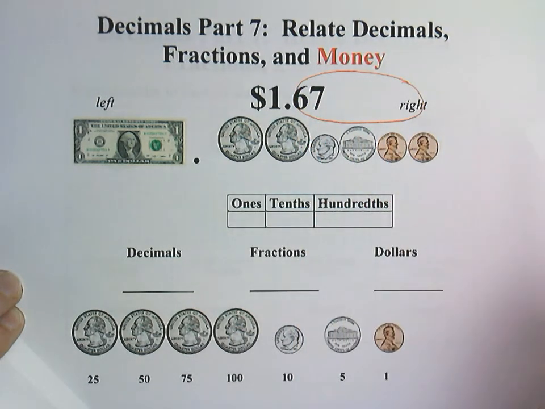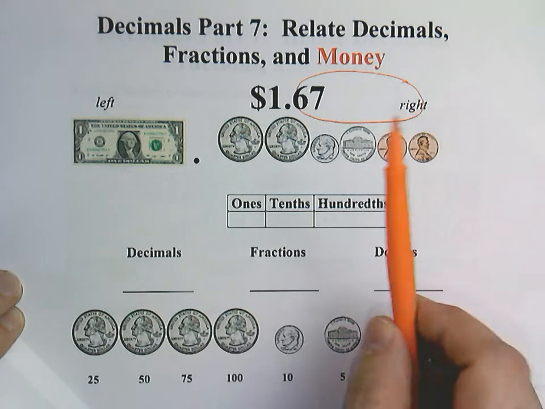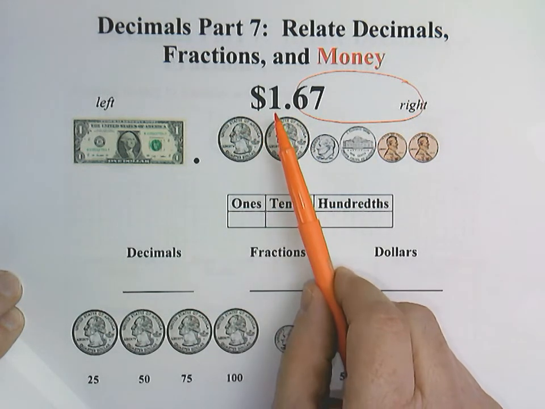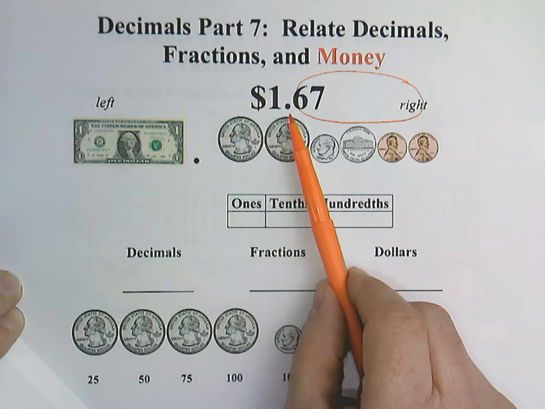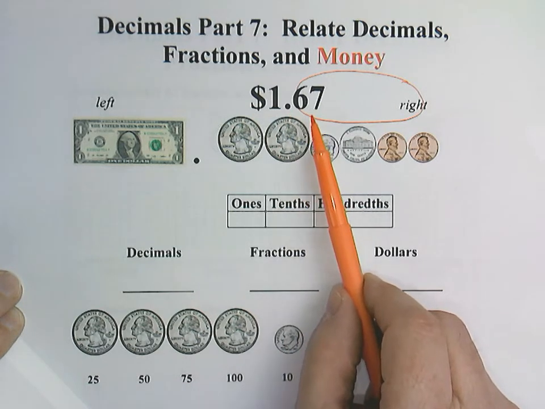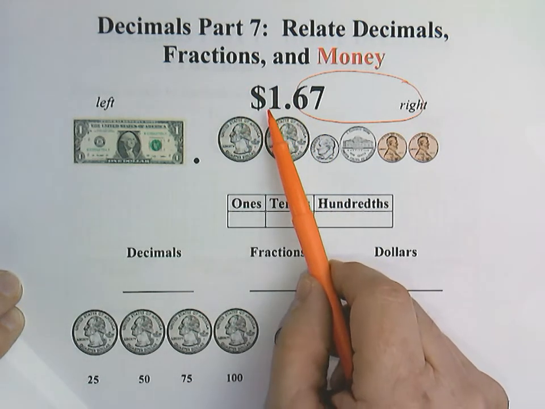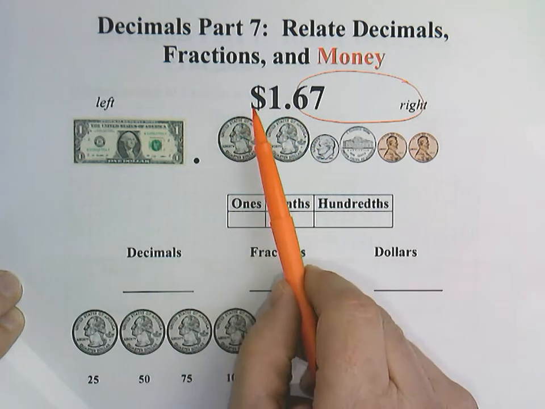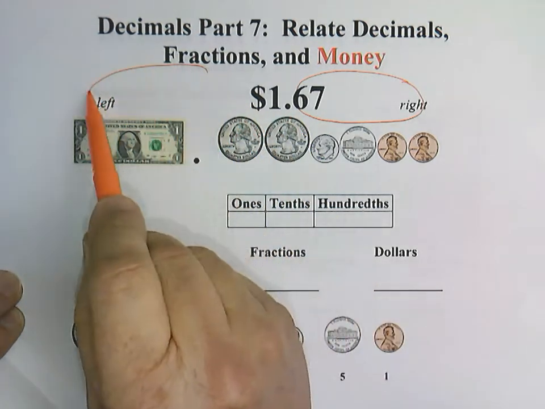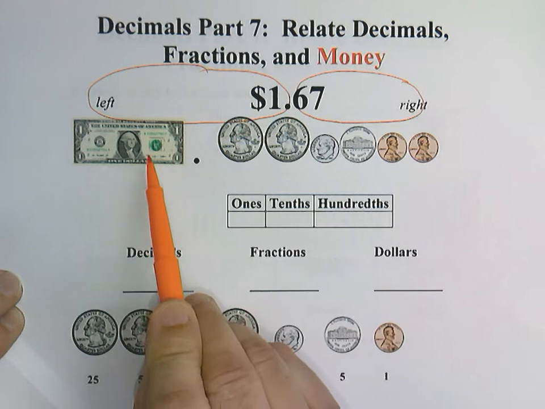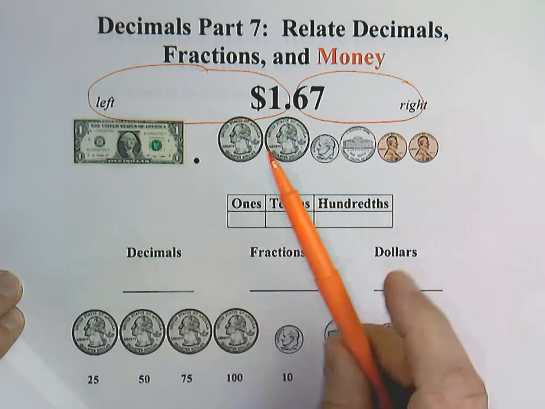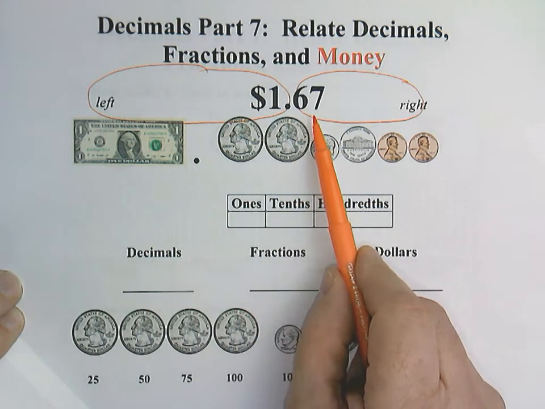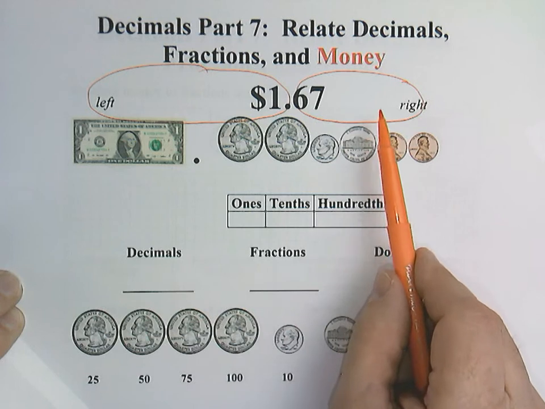On the right side of a decimal point. So for example, here we have a dollar sign, a 1, a decimal point, 6, and 7. The 1 is on the left side, which is a whole number, and that's represented here by our $1, which is on the left side. The 6 and the 7 are decimals, which means that it's less than a dollar.